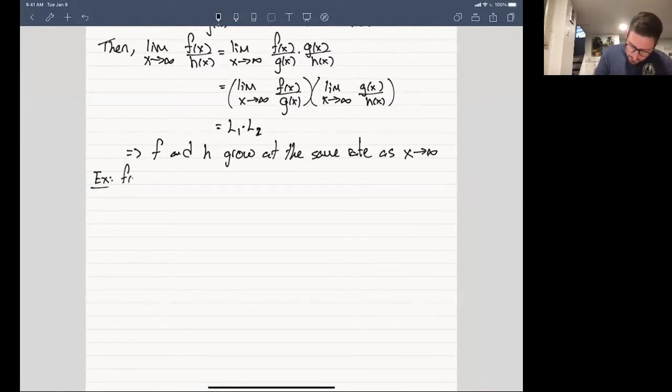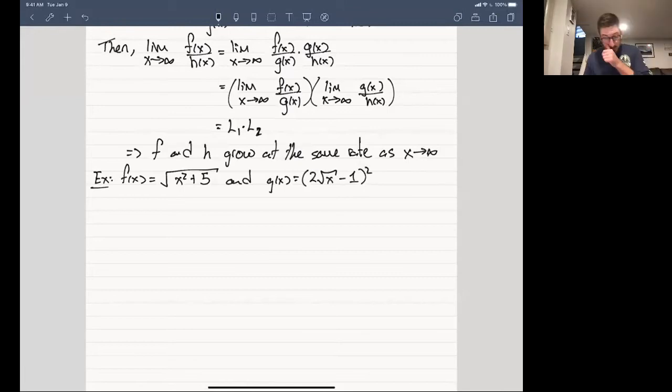Let me give you an example. Let's let f of x equal the square root of x squared plus 5 and g of x equal 2 root x minus 1 squared. I'm going to show that these things grow at the same rate. Now, if you set up your limit, it's going to be a huge pain to simplify. Look at how ugly things are. If you want to set up that limit, you're going to have a square root divided by something. It's just going to be brutal.